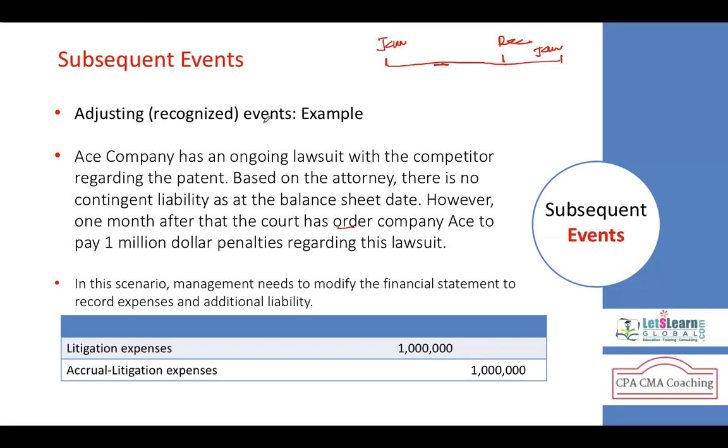Yes, it is an adjusting event. It is a recognized event because this issue belongs to last year, and we came to know that this is to be paid in the month of January after closing the period. So in this scenario, the management needs to modify the financial statements. How? By recording an expense and recording a liability. The entry goes like this: litigation expenses debit $1 million, and accrued litigation expenses $1 million. This needs to be adjusted so that your financial statements are modified here.